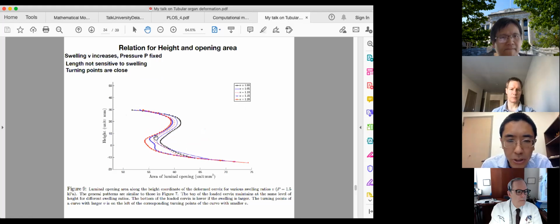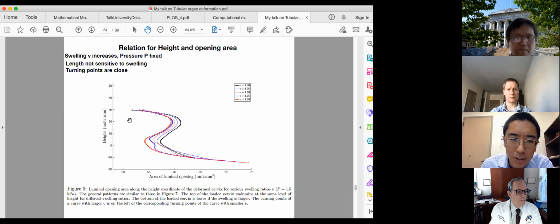And this picture is also for the height and for the area of the luminal opening. In this one, our pressure on the top is fixed, and the colors are for different swelling ratios. So if swelling is different, the heights are almost always the same. You can see heights are all the same, but the areas are different, though very close, also with the S shape.